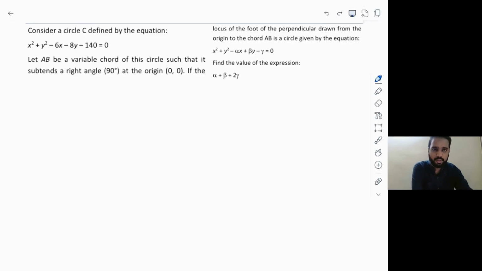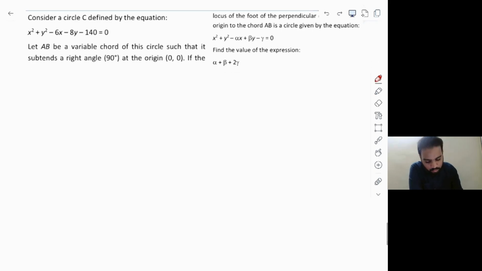I think this is the most difficult and also lengthy question which was asked in that paper. And this is a pure advanced type of question that appeared from the circles chapter. So let's see how to understand and interpret questions like these. Okay. So there is a circle given to you basically. There is a circle. Center is clearly known to you, (3, 4).